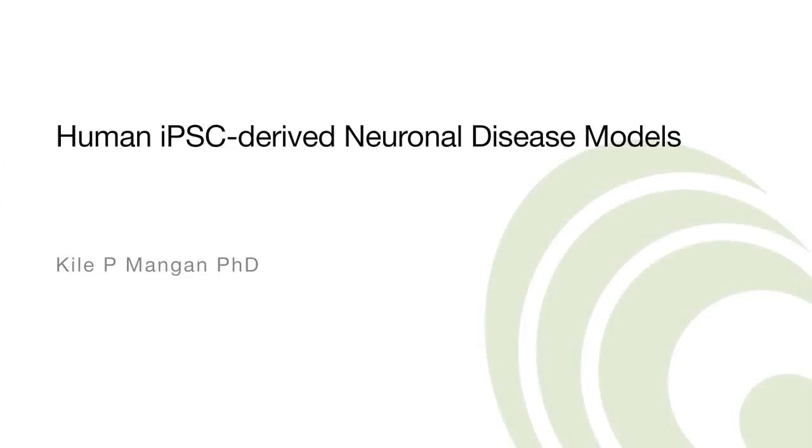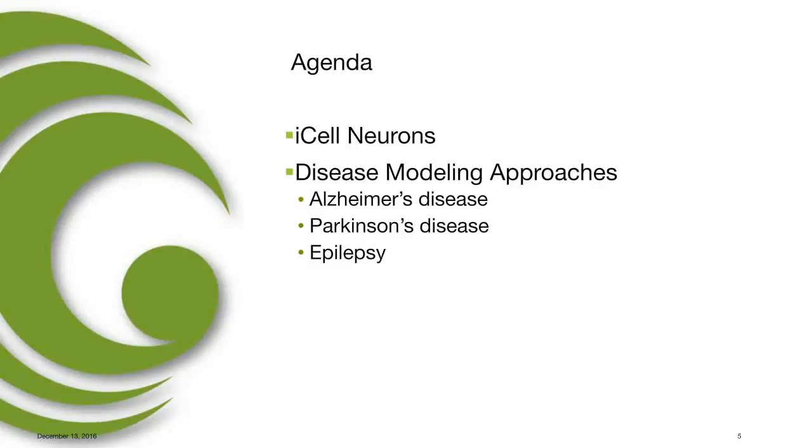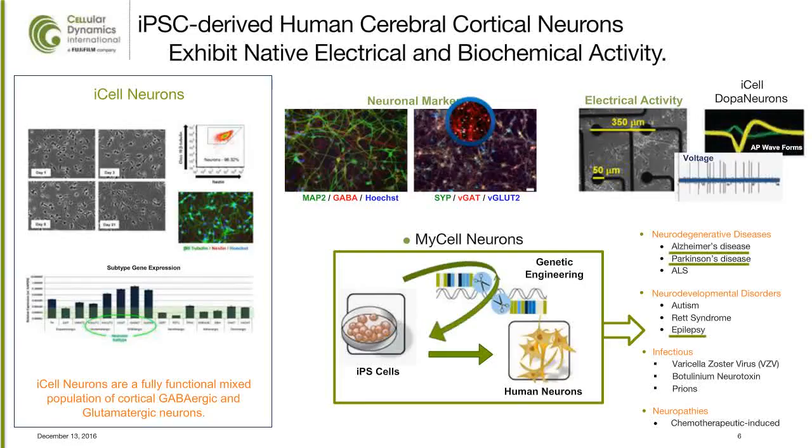So in this first part of the webinar, I will discuss some of CDI's neuronal cell types, including iCell neurons and iCell dopaneurons. My agenda includes presenting data on multiple disease modeling approaches: Alzheimer's disease, Parkinson's disease, and epilepsy. I will first, however, describe our iCell neuron product, which is what we use to put the mutations into and assess as far as neuronal cultures go.